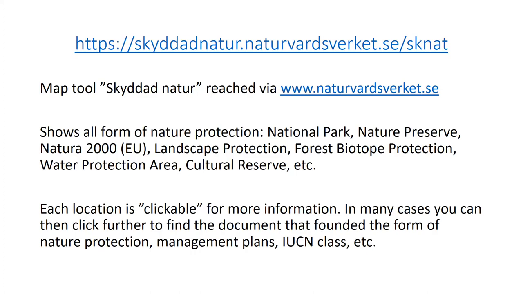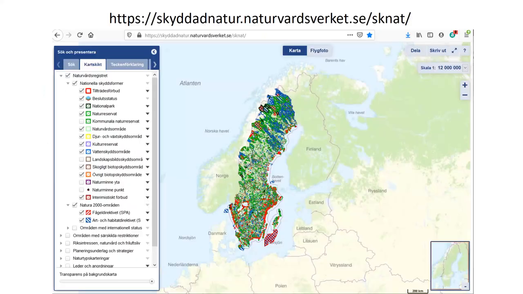You can maybe find the actual documents that establish the nature protection decision in this area. You can find the management plans, and you can essentially always find the IUCN class, if that is applicable. So here we see what it would look like if you would have it open on your computer. I haven't tried using a cell phone, so I'm not sure exactly how it would look.